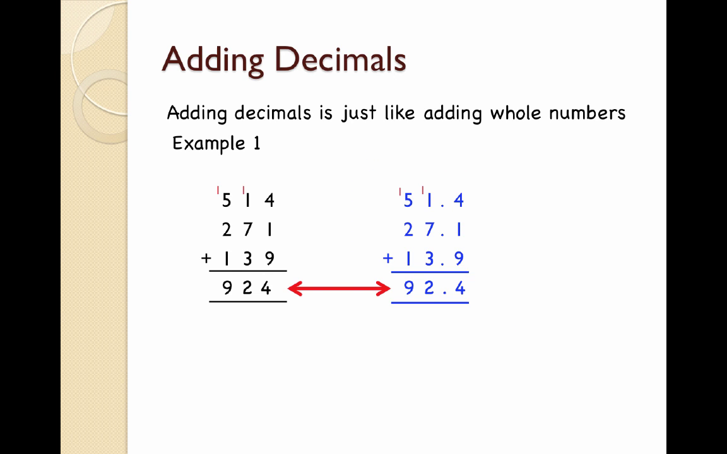There is a difference between these two answers by a factor of 10. The answer on the left, 924, is 10 times as big as the number on the right, 92.4. The decimal point makes a lot of difference to the answer.